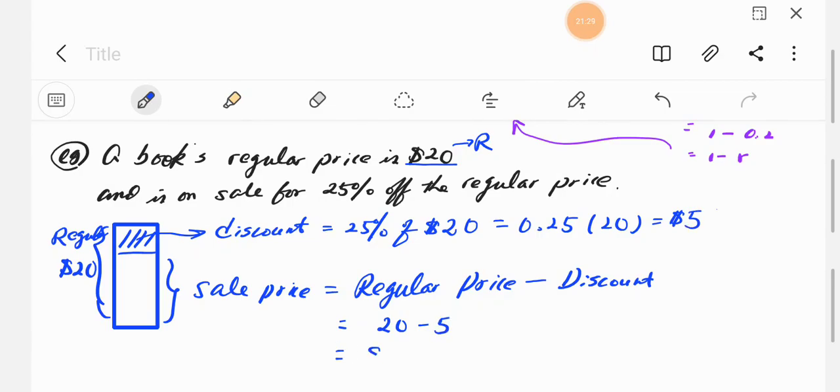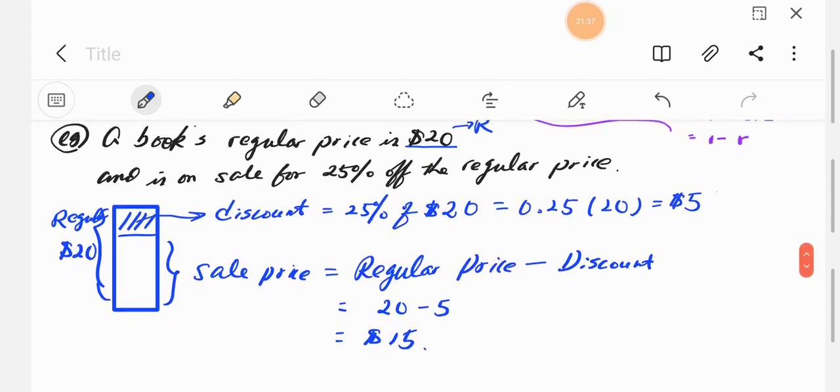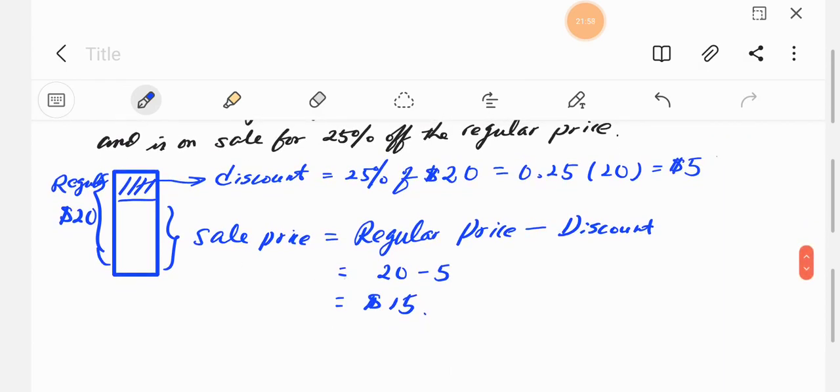So the sale price will be $15. Simple. Just like this. Or the sale price is what? Isn't it 75%? Because the discount rate is 25%. So the sale price is 75% of 20. So 75% comes from 1 minus 0.25, right? So you can find the sale price like this.